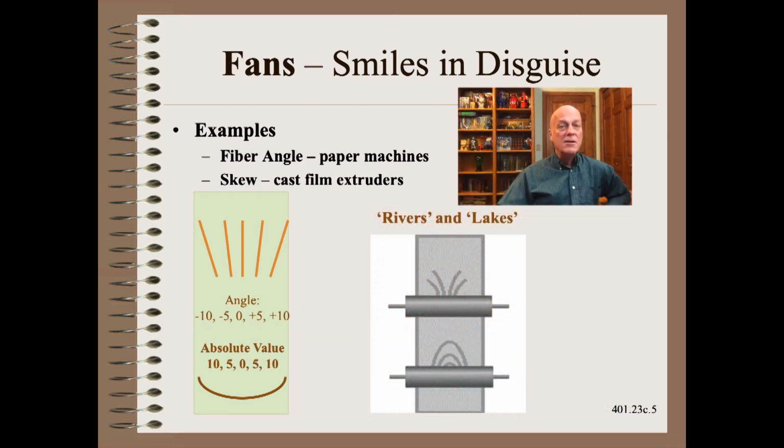You will also recognize from our Web 101 class the rivers and lakes pattern that can sometimes happen if the nip profile is either smile or frown shape, because either the rollers deflect excessively or the crowning does not match the deflection.